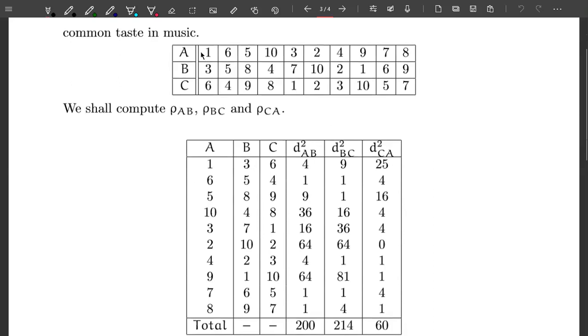To calculate that, we find the rank correlation coefficient between 2 judges, say A and B, then 2 judges, say B and C, and 2 judges A and C. If the rank correlation coefficient is negative, that means those 2 judges have opposite taste. And if the rank correlation coefficient is positive, and if it is close enough to 1, then we say that those 2 judges have the same taste.